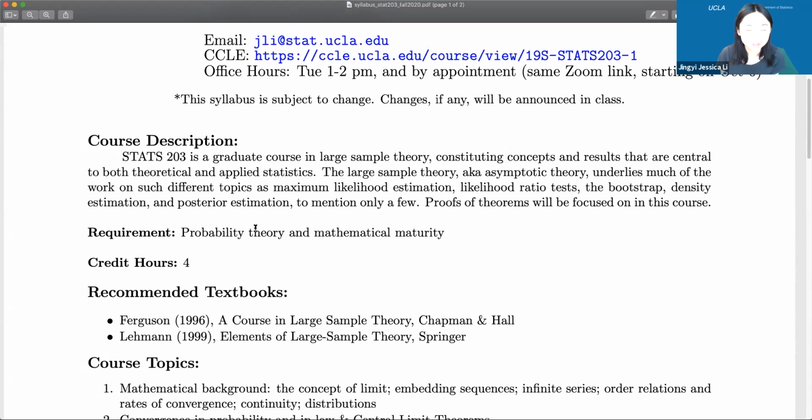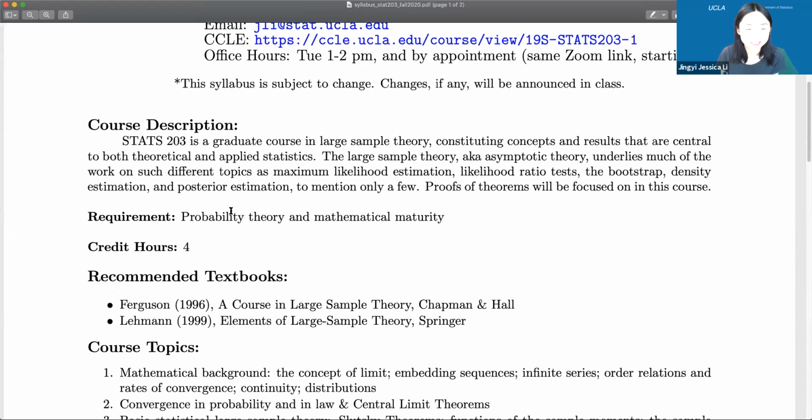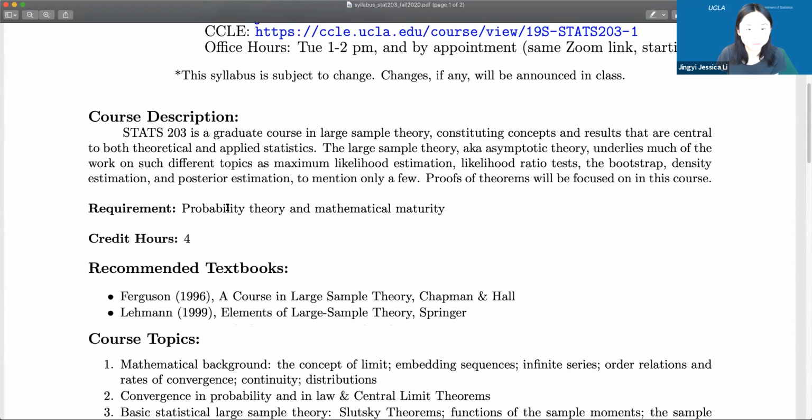All right, so the requirement, we will require you to have some mathematical maturity for this class. For example, you need to be quite comfortable with advanced calculus. That's what I would say. And probability theory is also what we'll use frequently. But in our next lecture, we will give you some review of the probability basics we will use throughout this course.